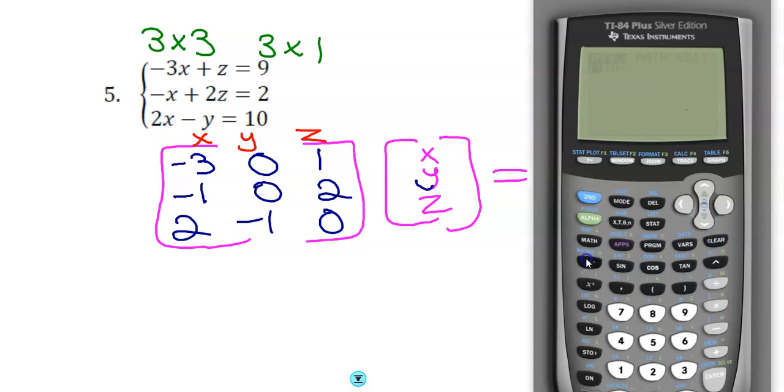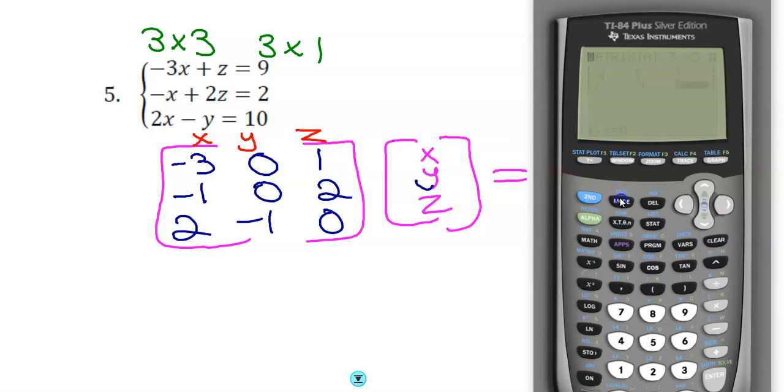So let's go to second matrix, go to edit, make sure our dimensions are correct. So 3, enter, 3, enter, and let's plug these in. So negative 3, enter, 0, enter, 1, enter. And then I have -1, 0, 2, 2, -1, 0. So before I get out of the matrix, I make sure that my numbers are correct. Everything looks good to go.